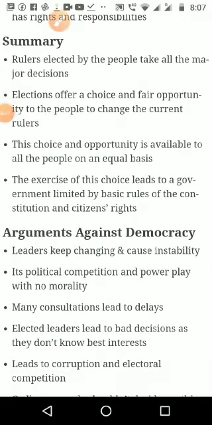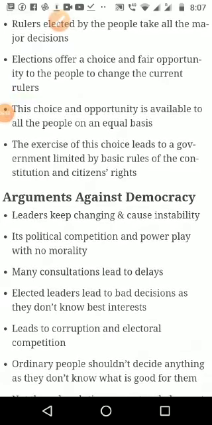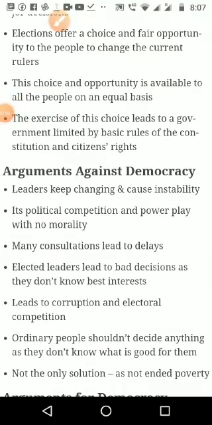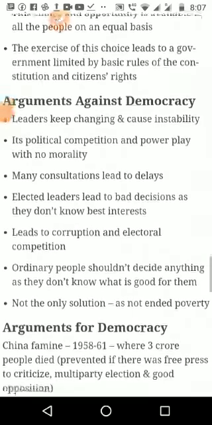And the summary definition: rulers elected by the people take all the major decisions. Elections offer a choice and a fair opportunity to the people to change the current rulers. This choice and opportunity is available to all the people on an equal basis. The exercise of this choice leads to a government limited by the basic rules of the constitution and citizens' rights.